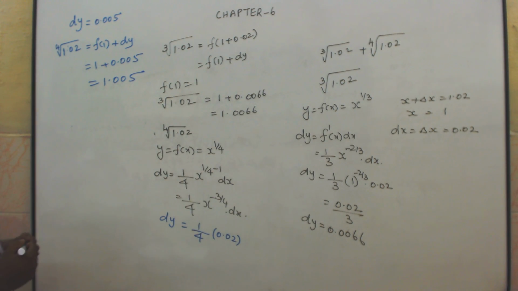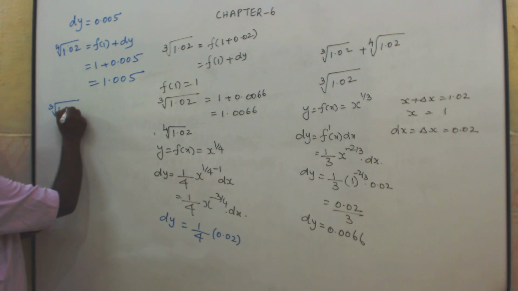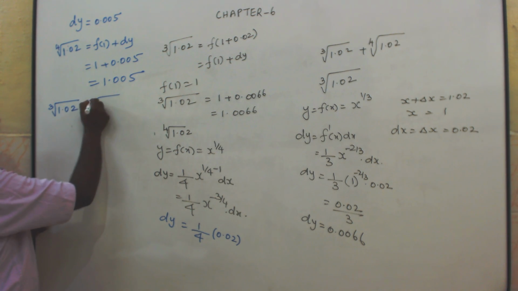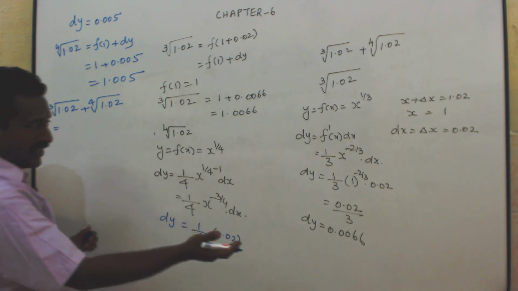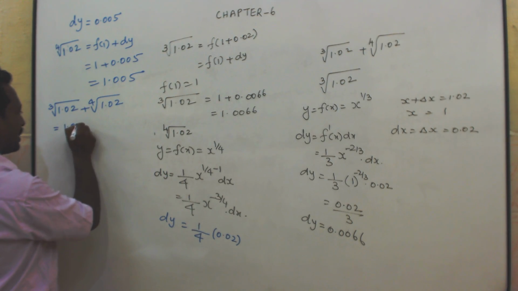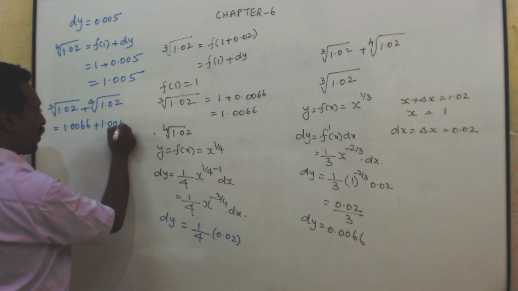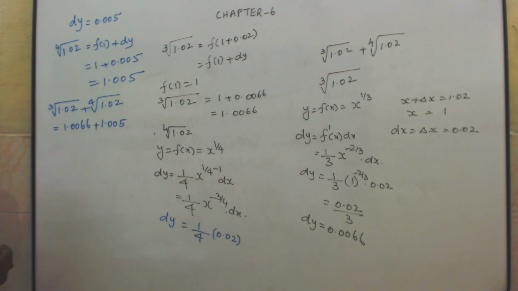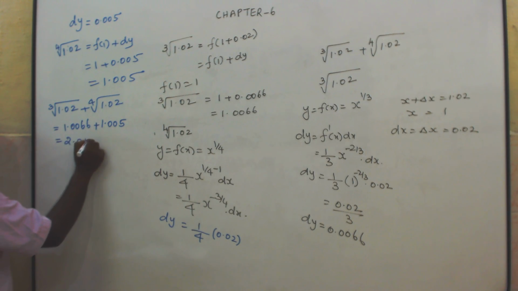But what do we have to calculate? We have to calculate the cube root of 1.02 plus the fourth root of 1.02. Nothing but the value of the cube root of 1.02 is 1.0066 plus 1.005. When we add these two, we will get 2.0116.